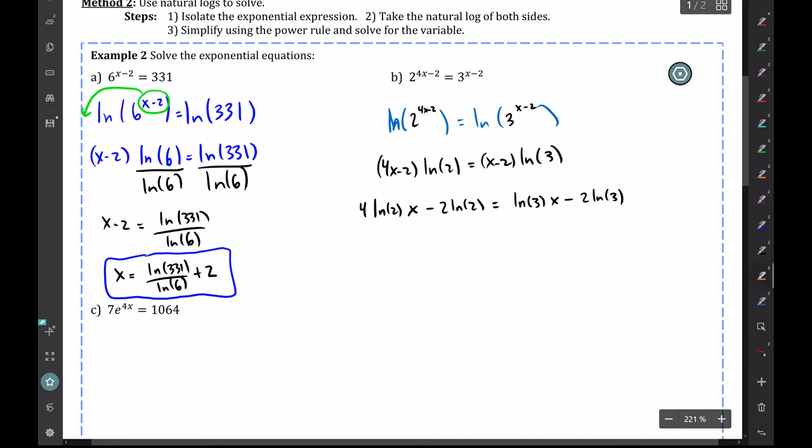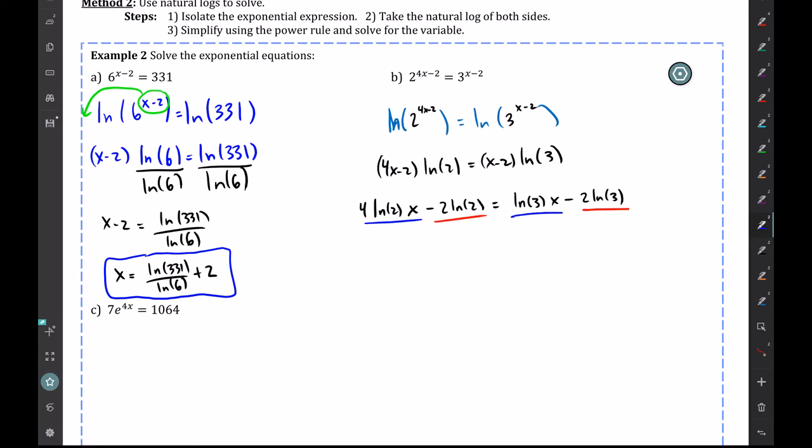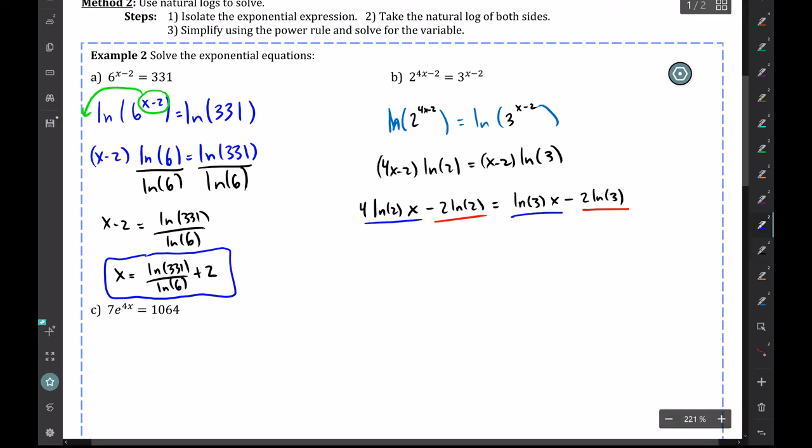And now that we've done that, we just combine like terms by addition. So there are the constants underlined in red, and there are the things involving x underlined in blue. So I'm going to move everything in blue over to the left. So I should get 4 times the natural log of 2 times x minus the natural log of 3 times x equals the stuff I've underlined in red, which would be negative 2 natural log of 3 plus 2 times natural log of 2.